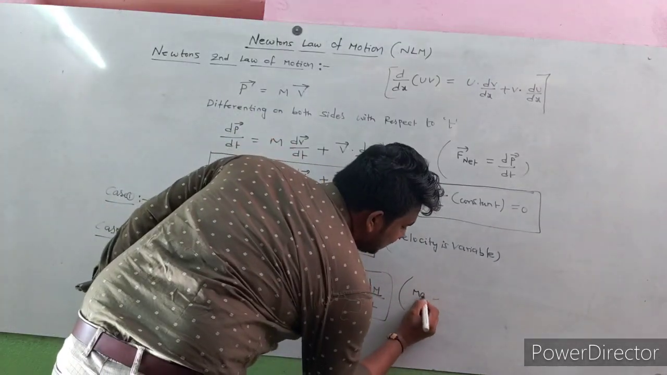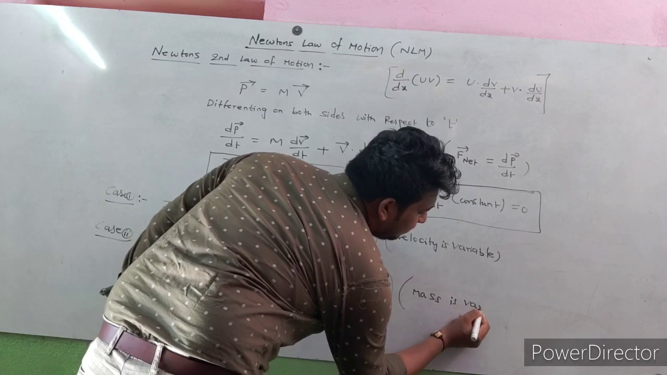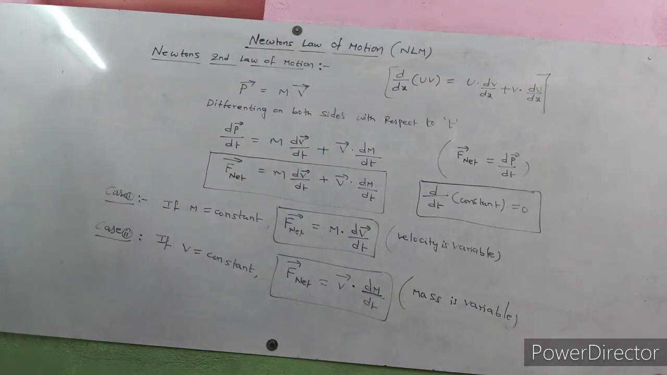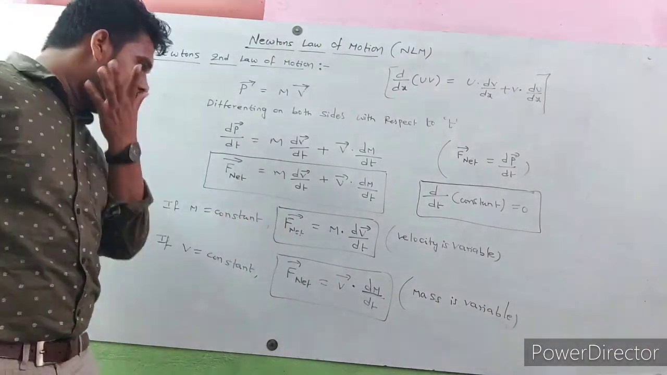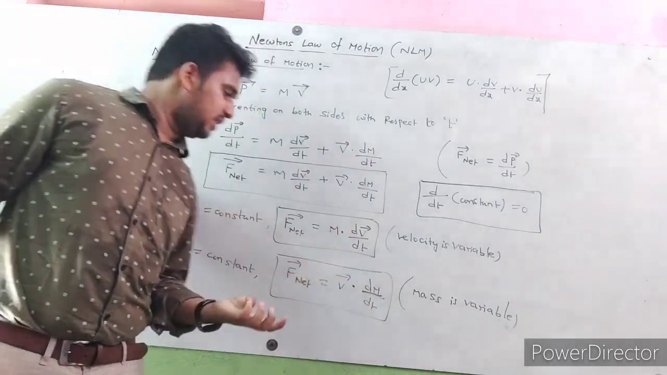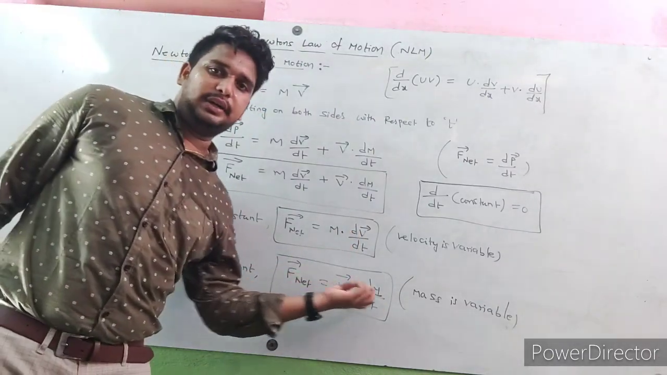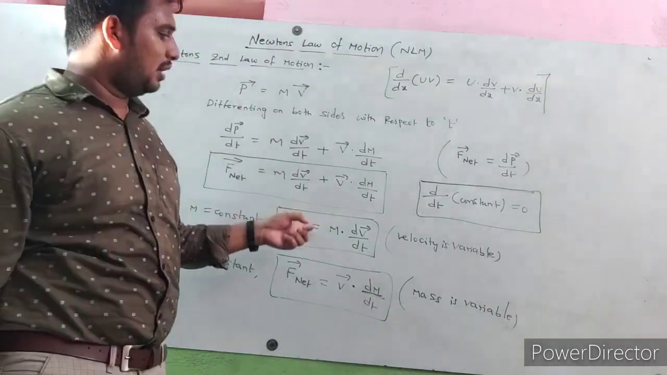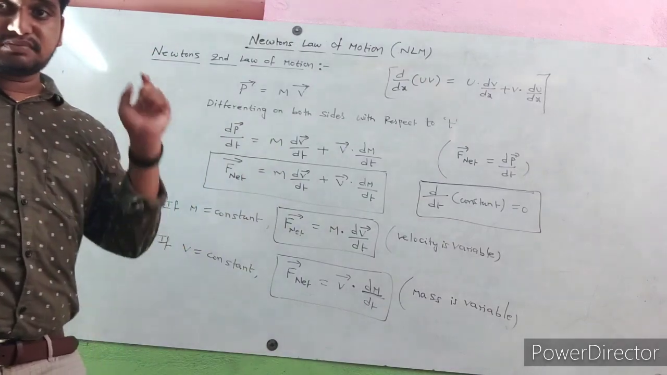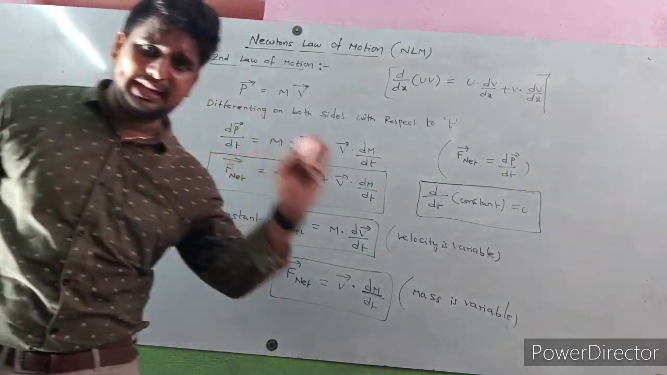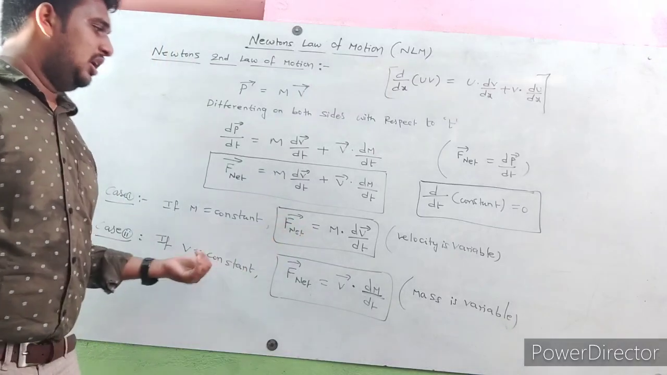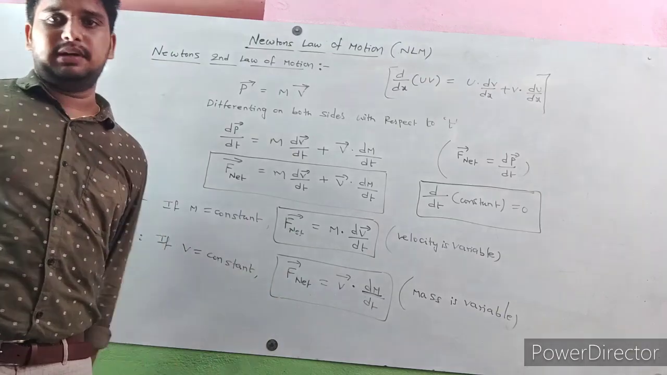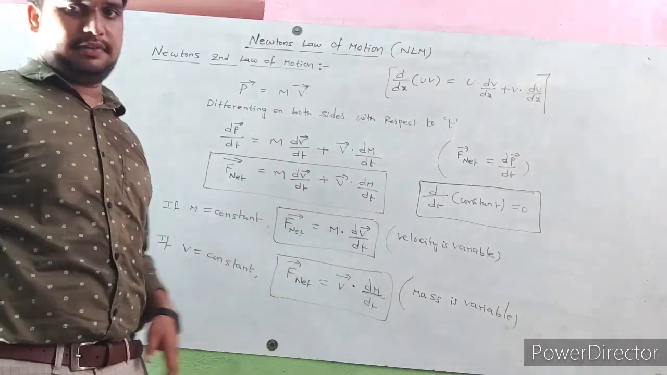Here mass is variable. In the previous case velocity is variable, so you consider m into dv bar by dt. Here mass is variable, so v bar into dm by dt. These two formulas are very important, based upon the given condition. If velocity varies in the problem, you apply the first formula. If mass is variable, you apply the second formula.